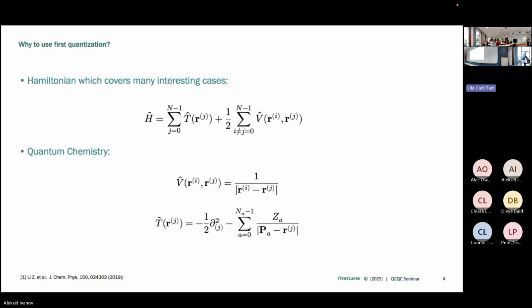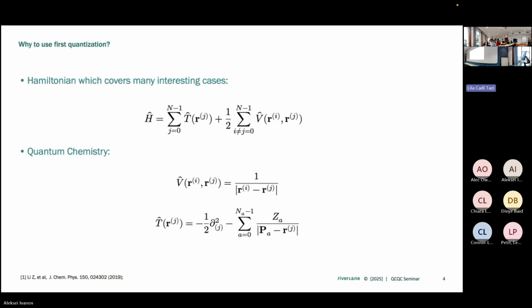So let's start with the introduction. What is first and second quantization? We consider this generic Hamiltonian, expressed in first quantization. You have a one-body term, which acts on one particle at a time, it can be an electron. Then you have a two-body term, which describes interaction between two particles, so it acts on two particles at a time.